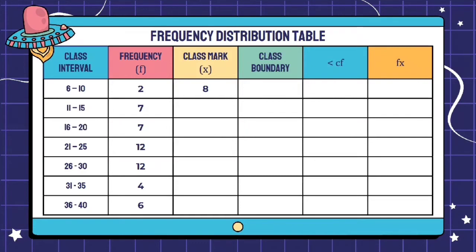11 plus 15 is 26, divided by 2 will give us 13. 16 plus 20 is 36, divided by 2 will give us 18. And 21 plus 25 is 46, dividing it by 2 will give us 23. 26 plus 30 is 56, dividing it by 2 will give us 28. 31 plus 35 is 66, dividing it by 2 will give us 33. And 36 plus 40 is 76, dividing it by 2 will give us 38.